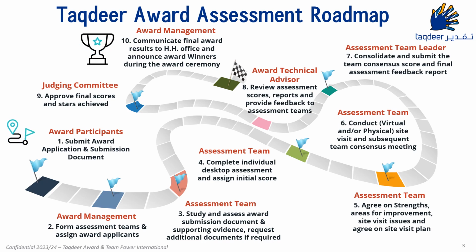3. Assignment and study of submission documents. The award office assigns applicants' submission documents to assessors' teams to start the desktop assessment process. The independent assessment team studies and assesses the assigned award submission with supporting documents, requesting additional documents if required. 4. Individual desktop assessment. Each assessor completes the online individual assessment score sheet independently for the assigned company, identifying key strengths and areas for improvement before deciding on the initial performance level for each criteria element.